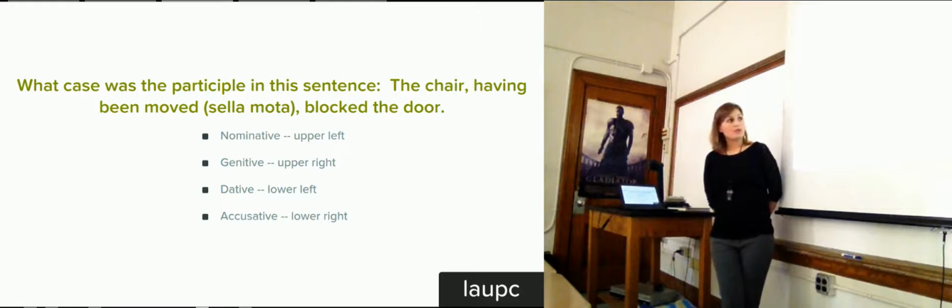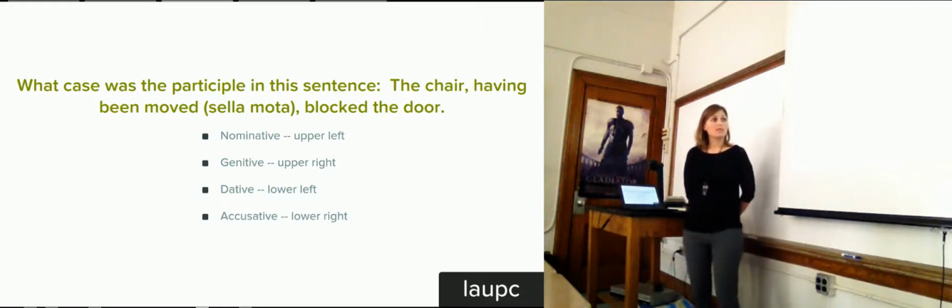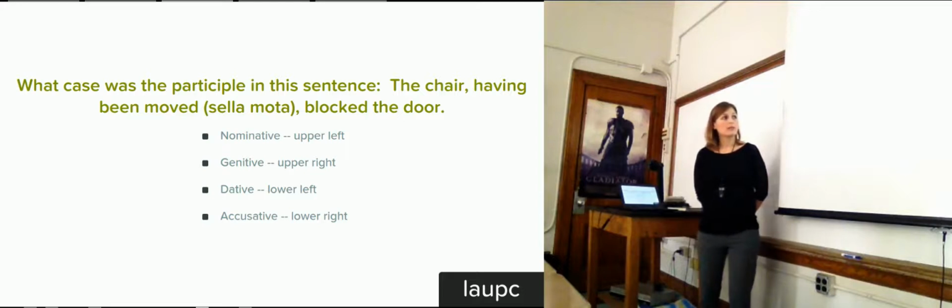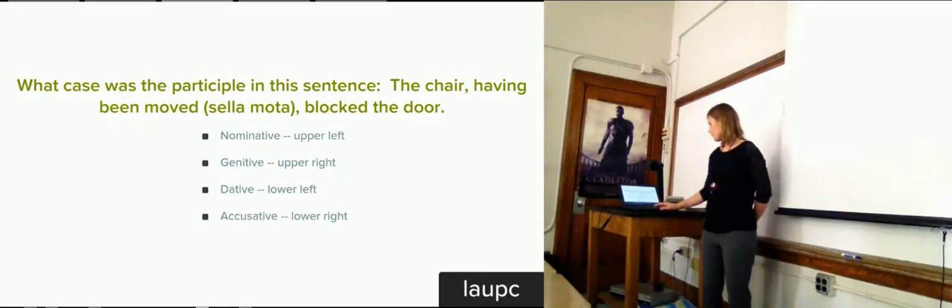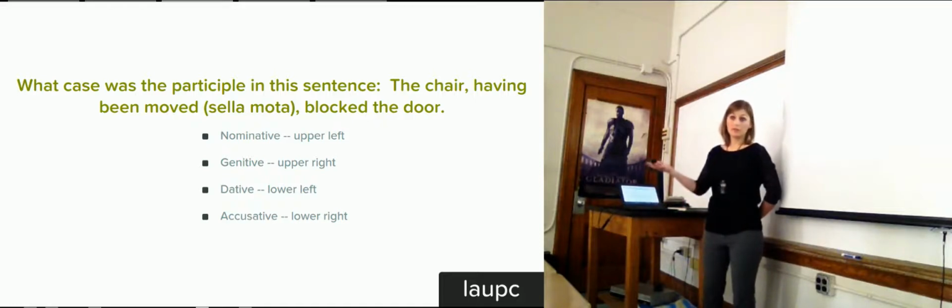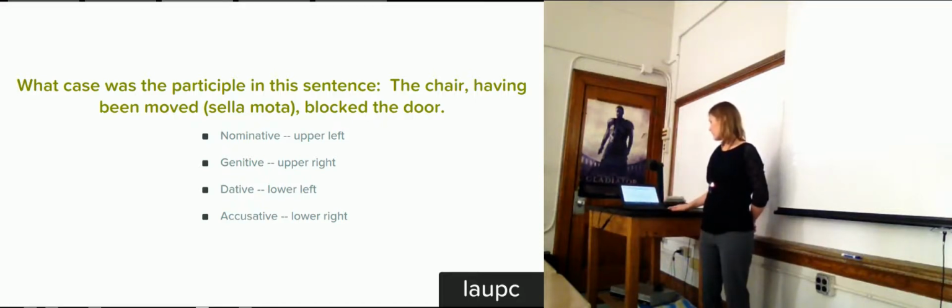You have a grid on your screen. If mota, the participle, is nominative, you're going to move your dot to the upper left. If it's genitive, upper right. Dative, lower left. Accusative, lower right. So just drag your dot based on what case you think the participle is. Nominative, right. The chair is the subject of the sentence, so the participle that describes it will also be nominative. Let's try another example.